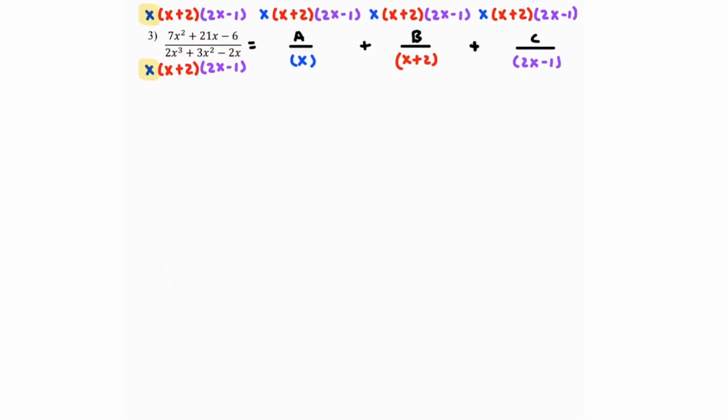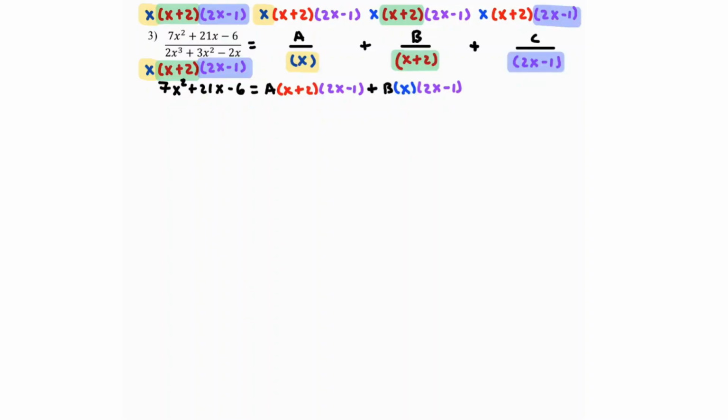On the fraction on the left side of the equal sign, there's an x, x plus 2, and 2x minus 1 in both the numerator and denominator, so they all cancel out, leaving 7x squared plus 21x minus 6. On the right side of the equal sign, on the fraction with the a, we know there's an x in the numerator and denominator, leaving a times x plus 2 times 2x minus 1. For the fraction with the b term, there's an x plus 2 in the numerator and denominator, so those cancel, leaving b times x times 2x minus 1. And for the fraction with the c term, there's a 2x minus 1 in both the numerator and denominator, leaving c times x plus 2.